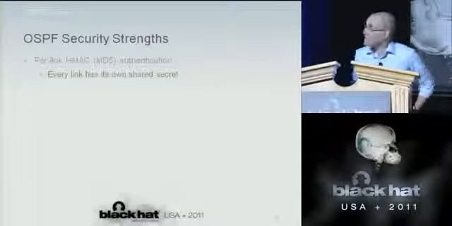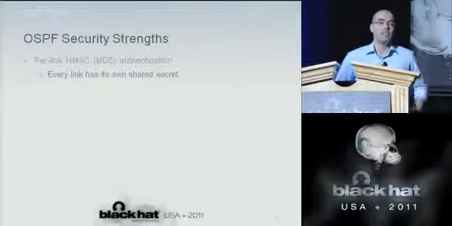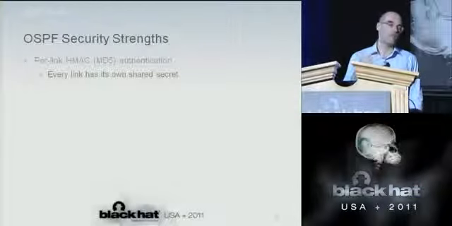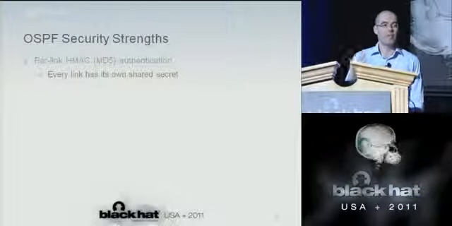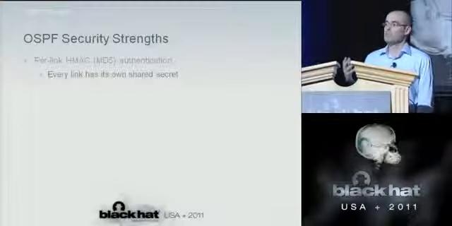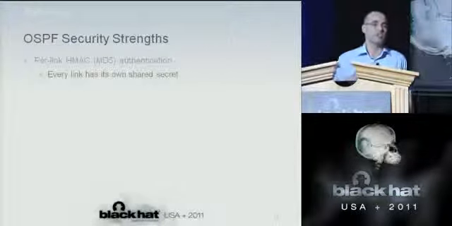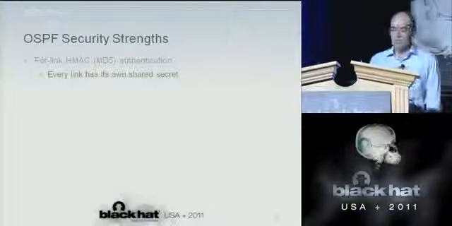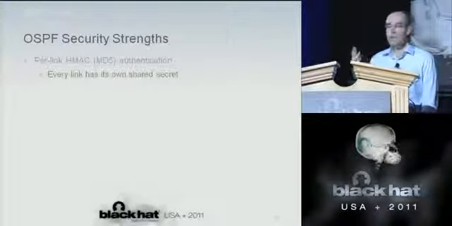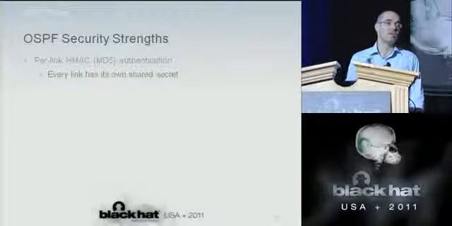The first security strength is the per-link authentication, which means that every OSPF packet which is transmitted over a local link is authenticated using HMAC based on MD5. This is based on a secret shared by all the routers connected to that link. This means that if I want to send out a packet on the link, I have to know this shared secret.